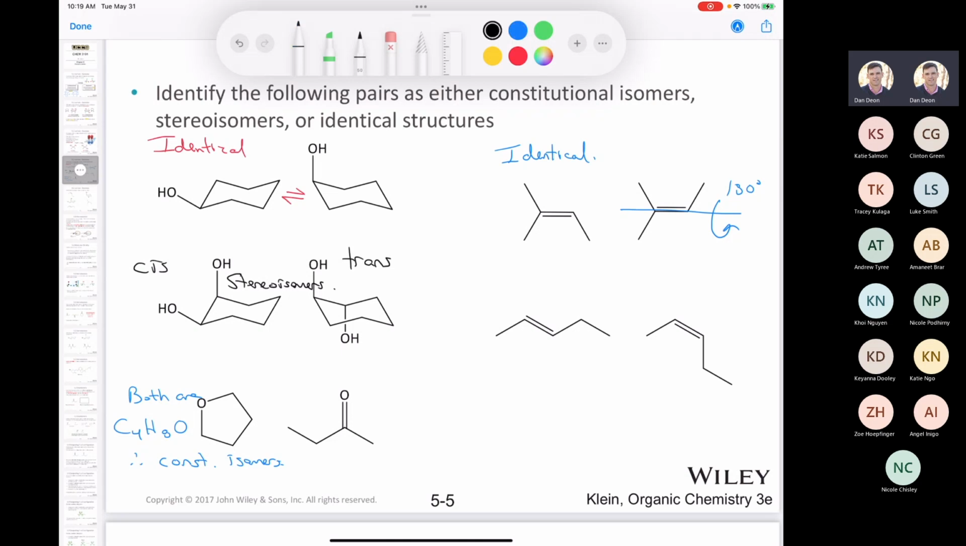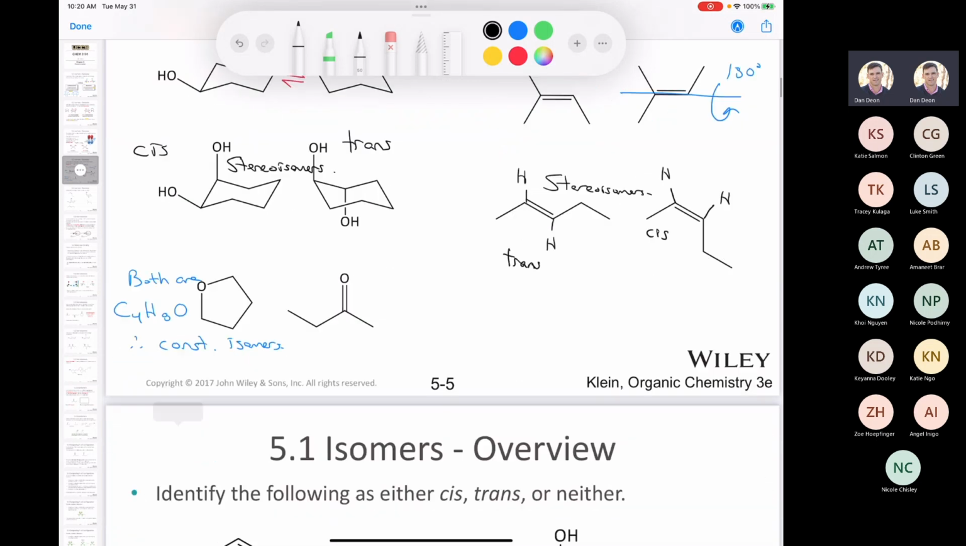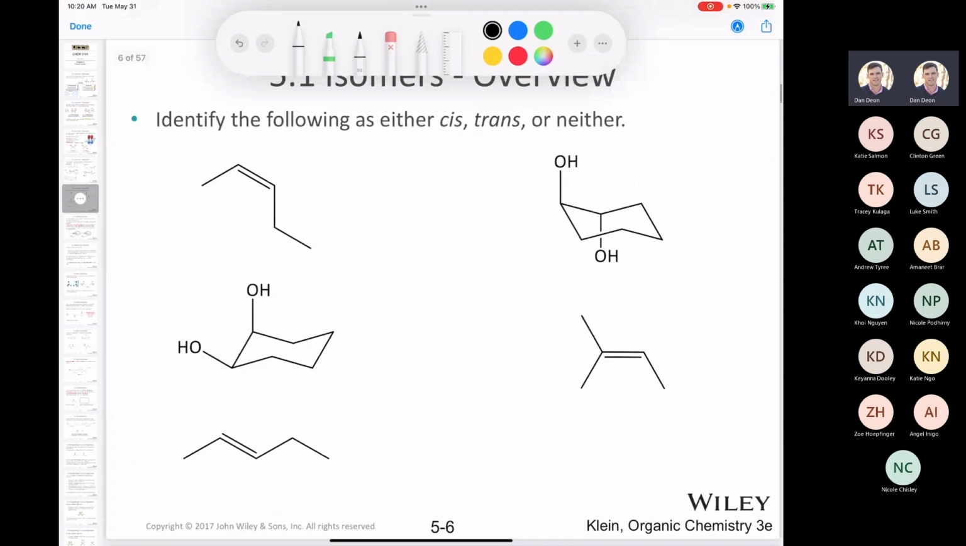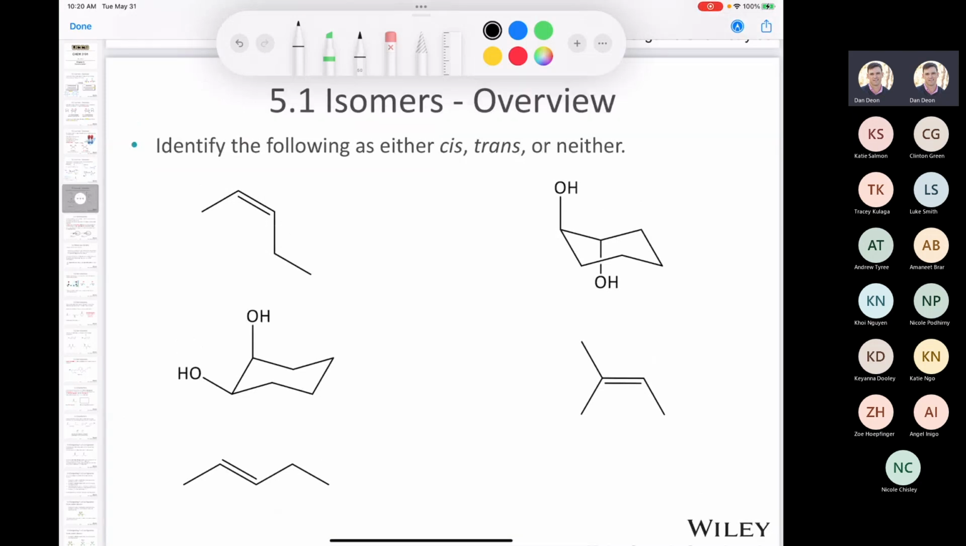And the last one, you see that you have a double bond that is trans here, and then we have a double bond that is cis here. They have the same connectivity, but they have a different arrangement of the atoms in space, and so these two are stereoisomers of each other. All right, that's a little bit of practice on stereoisomers and identical and constitutional isomers. Let's try another one. Let's just see if we can figure out if something is cis, trans, or neither.